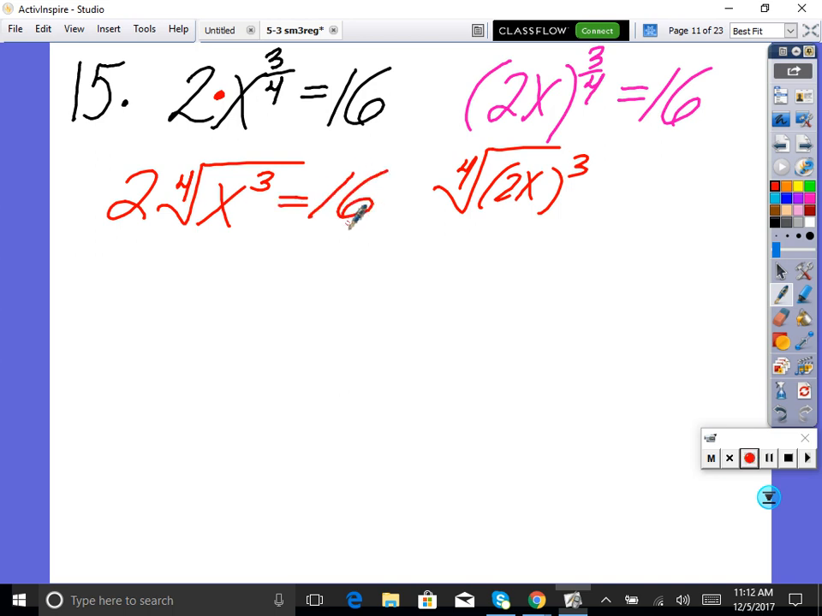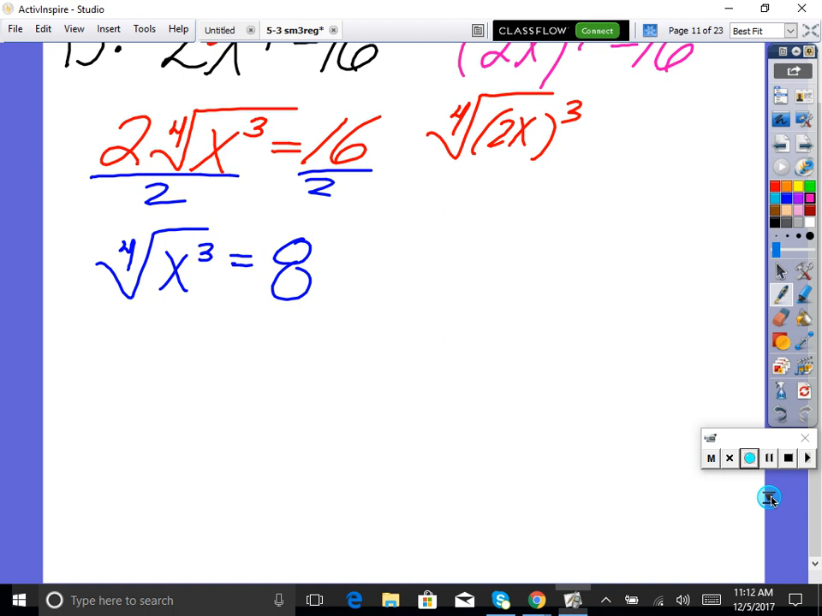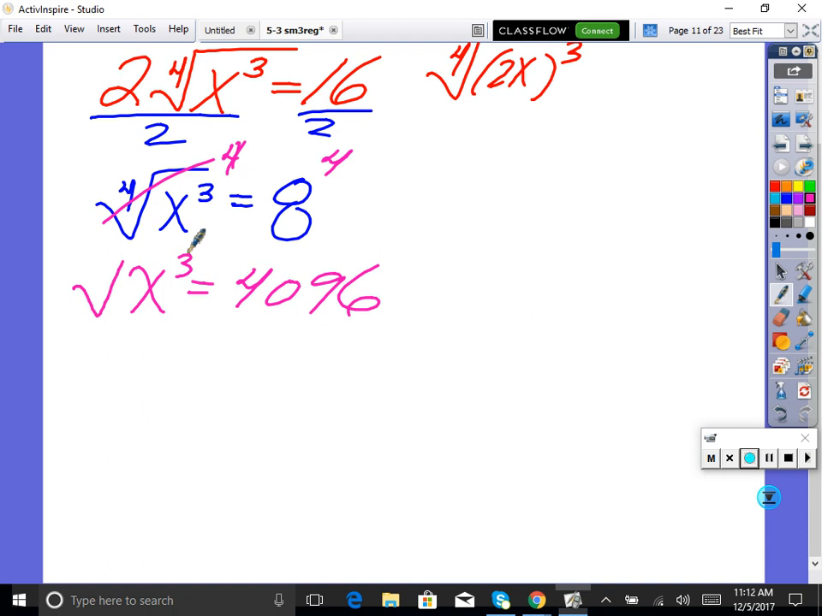So our first step is to isolate the radical. So what should I do? So we have the 4th root of x cubed equals 8. Now undo the radical. So what would I do first? What would I do? Raise both sides to the? So x cubed equals 4096. And then we'll cube root both sides of the equation.